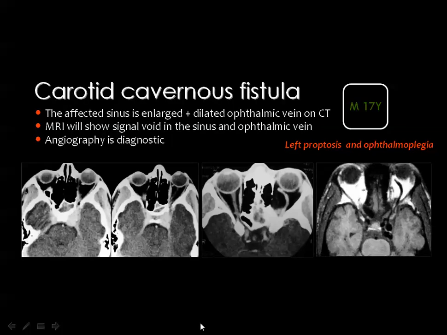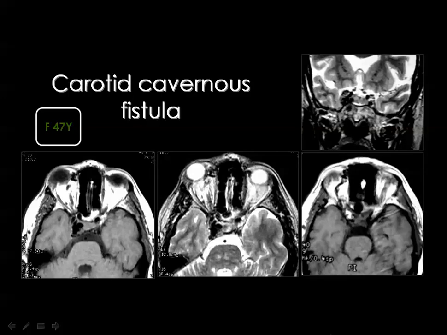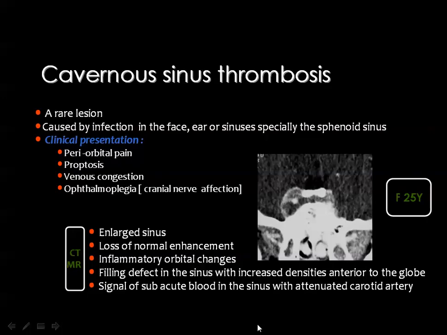Then this is a CT scan of carotid cavernous fistula on the left side with enlargement of the sinus, homogeneous enhancement, and dilated superior ophthalmic vein. By MRI, you see the flow void signals within the sinus and the dilated superior ophthalmic vein. And this is also a case of carotid cavernous fistula on the right side. There are flow voids within the cavernous sinus and the dilatation of the superior ophthalmic vein in the orbital cavity.